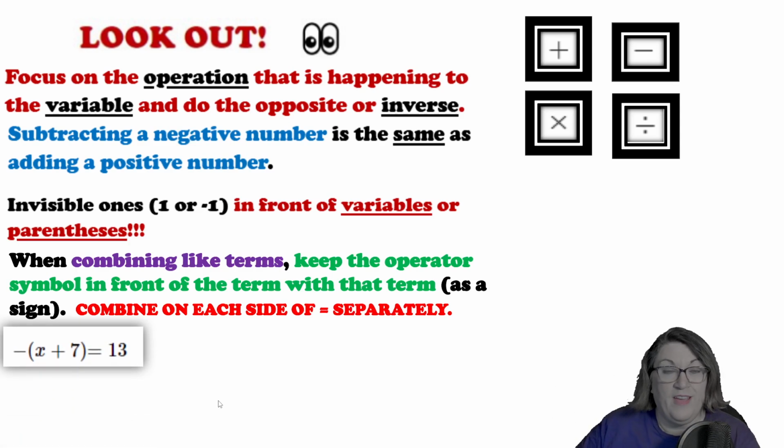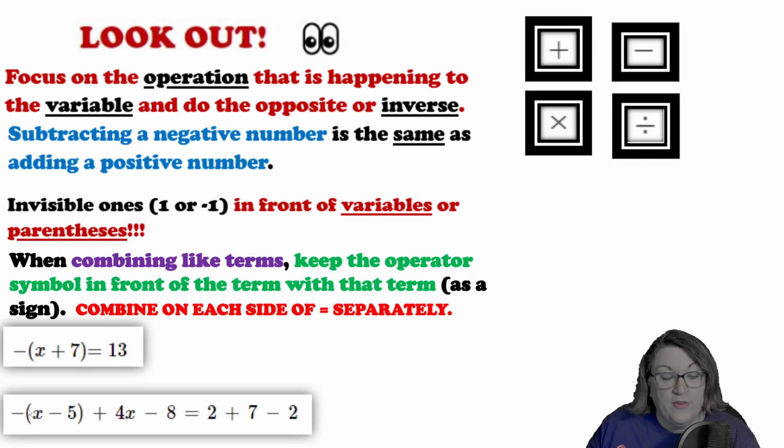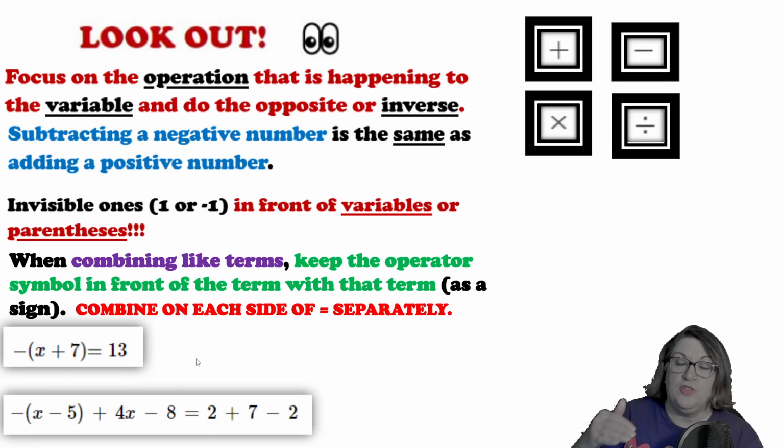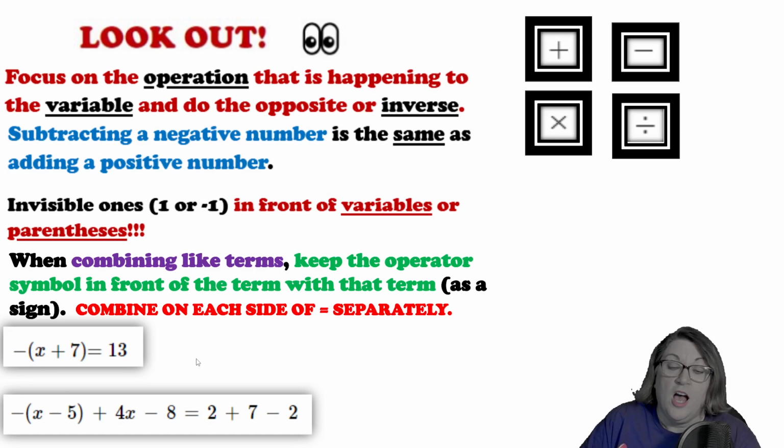Here's an example of an invisible 1 here in front of this equation here that you have to distribute. That's a negative 1 actually. There's another negative 1 here. There's also a lot of terms you can combine on this one. And so, don't be afraid to try different equations.